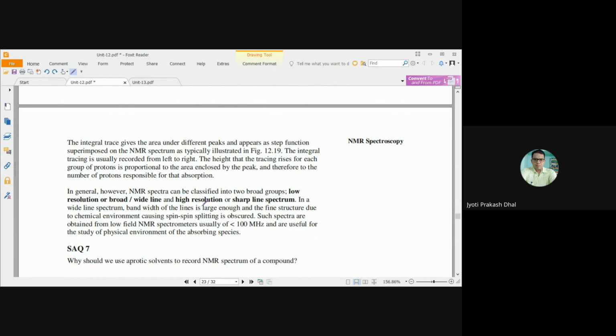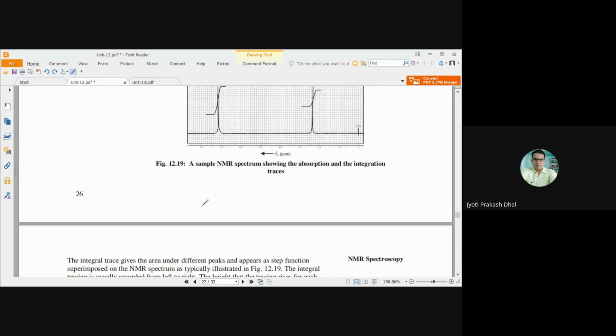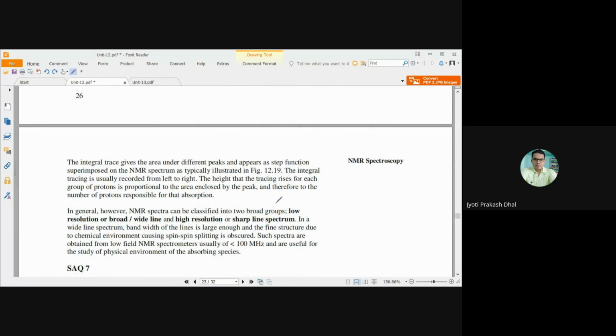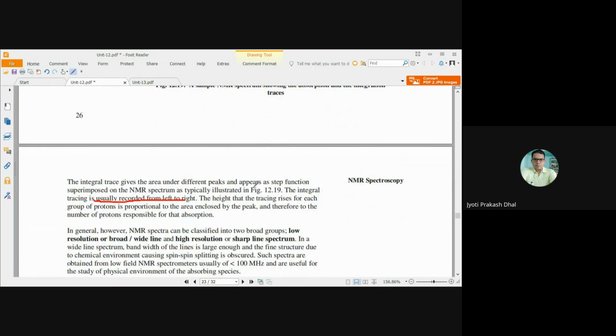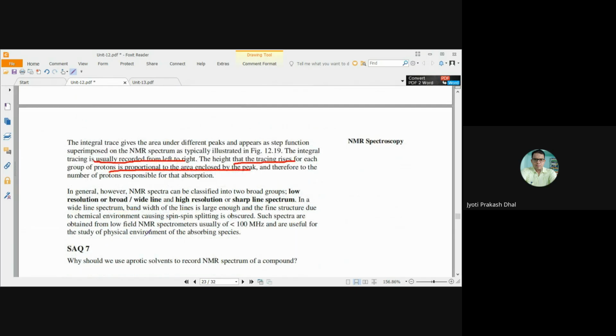The integral trace gives the area under the different peaks and appears as a step function superimposed on the NMR spectrum, typically as shown in the figure. The integral tracing is usually recorded from left to right, and the height of the trace that arises with a group of protons is proportional to the area enclosed by the peak, and therefore to the number of protons responsible for the absorption.